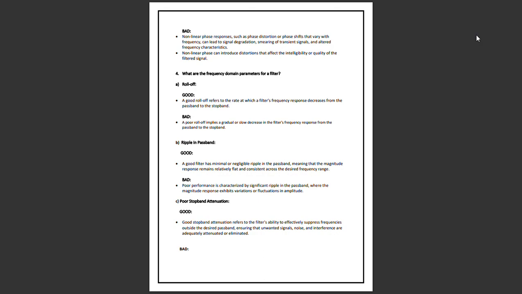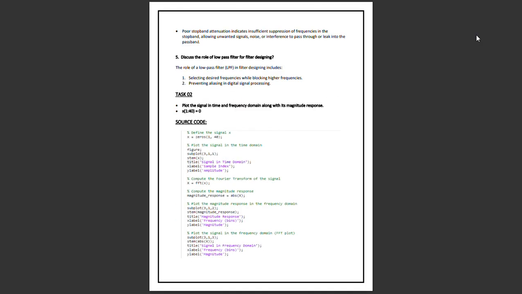C. Stop band attenuation. A good one. Good stop band attenuation refers to the filter's ability to effectively suppress frequencies outside the desired pass band, ensuring that unwanted signal, noise, and interference are adequately attenuated or eliminated. A bad one. Poor stop band attenuation indicates insufficient suppression of frequencies in the stop band, allowing unwanted signal, noise, or interference to pass through or leak into the pass band.